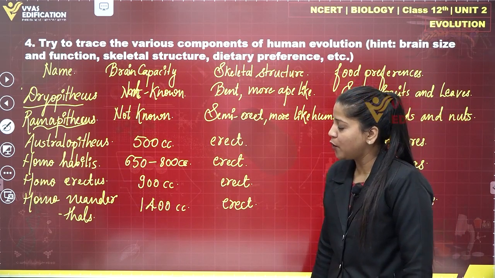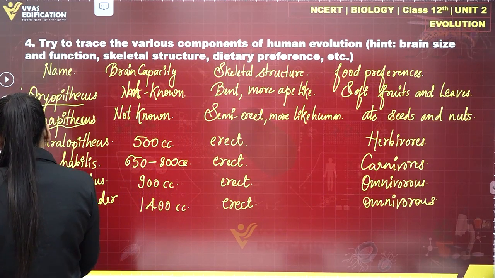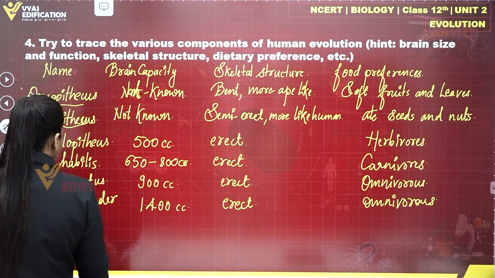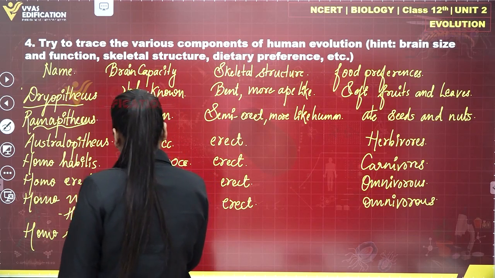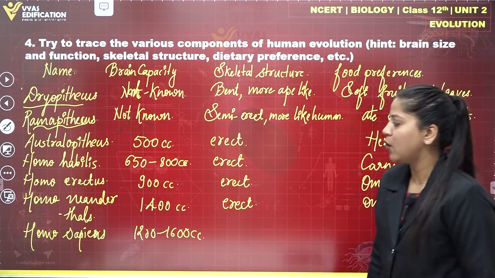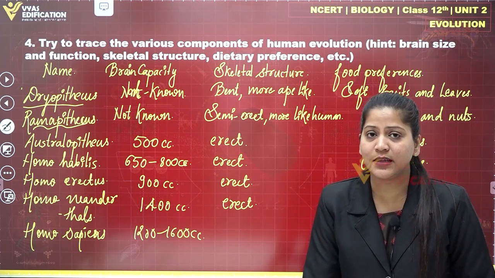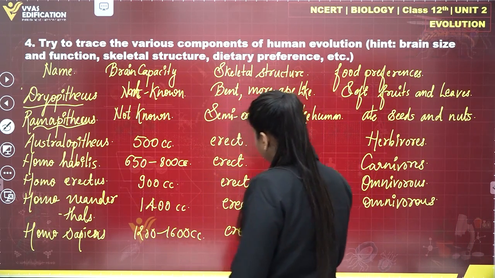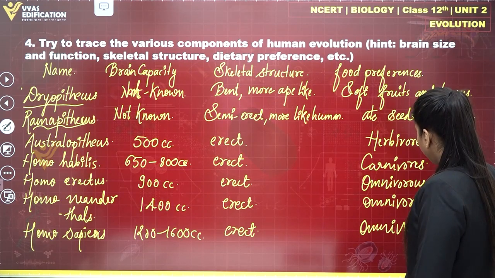So after Homo erectus, Homo Neanderthals evolved, and after Homo Neanderthals, Homo sapiens or humans evolved finally. Homo sapiens or humans evolved with the brain capacity of 1200 to 1600 cc, right? They were also erect, of course, and also they were found to be omnivorous.